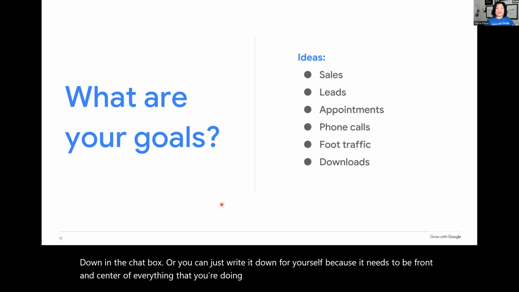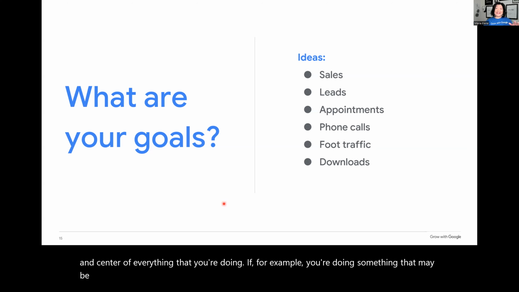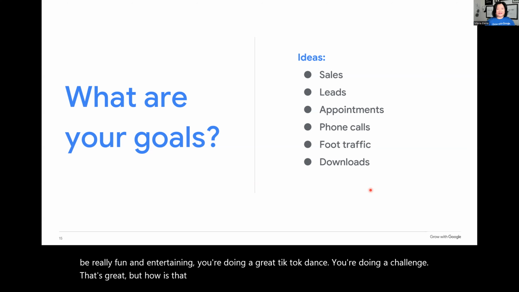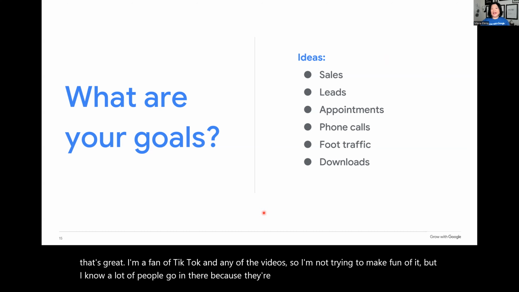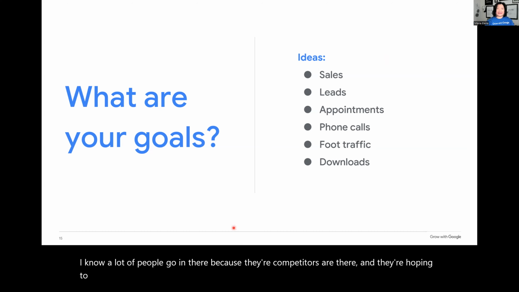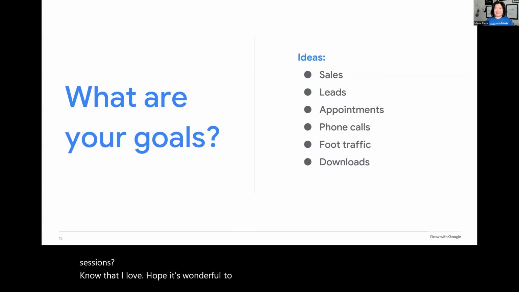If, for example, you're doing something that may be really fun and entertaining, you're doing a great TikTok dance, you're doing a challenge, that's great. But how is that actually contributing to the goal? You know how that works. That's great. I'm a fan of TikTok and any of the videos. So I'm not trying to make fun of it, but I know a lot of people go in there because their competitors are there and they're hoping to get more eyeballs to look at them. And y'all who've been here with me for the other 2 sessions know that I love hope. It's wonderful to have, but it's a poor business strategy.